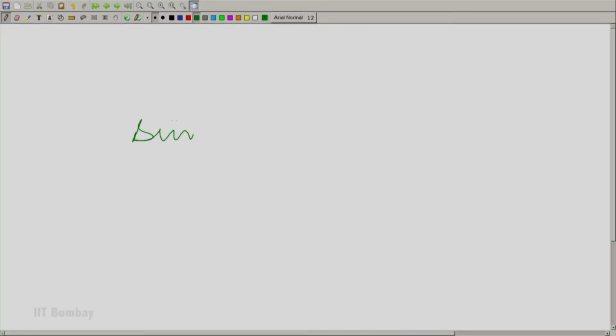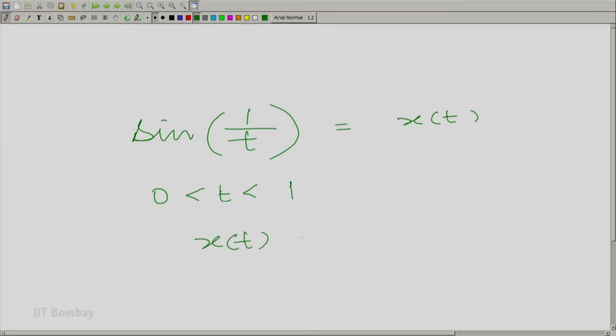For example, if the waveform has an infinite number of maxima and minima in a finite interval, in a period. Suppose that waveform has an infinite number of maxima and minima. Let us take an example. Suppose you took this example of a function sin(1/t) in the interval t between 0 and 1 and periodic, and then let us call this equal to x(t), and x(t) is periodic with period 1.